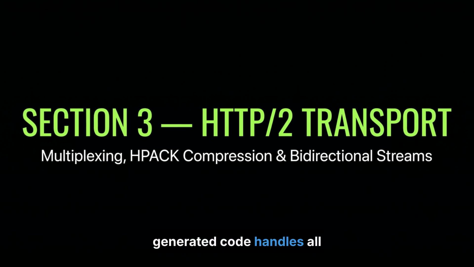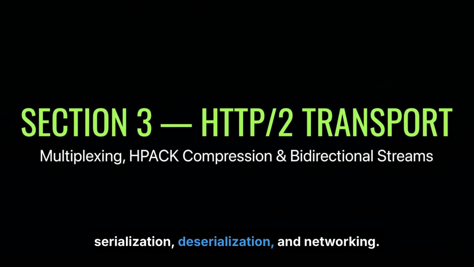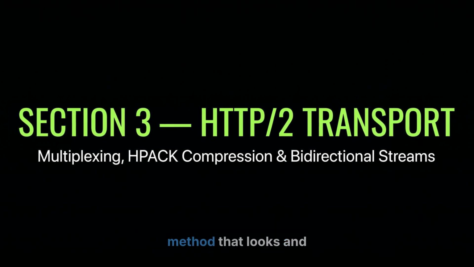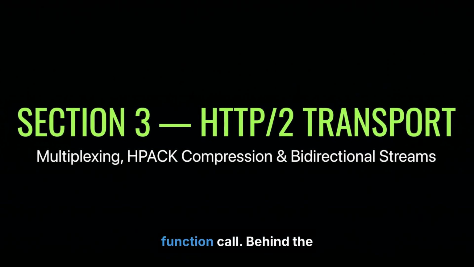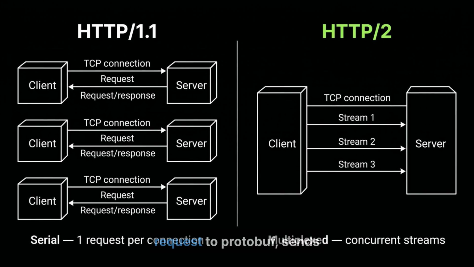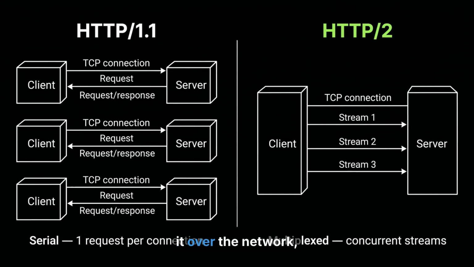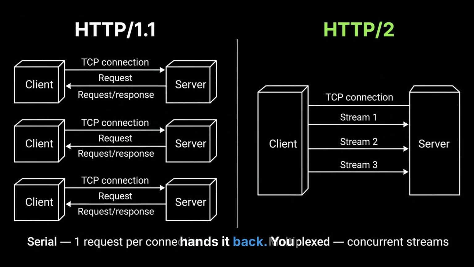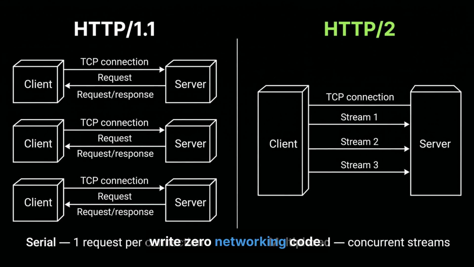The generated code handles all serialization, deserialization, and networking. Your client calls a method that looks and feels like a local function call. Behind the scenes, gRPC serializes the request to Protobuf, sends it over the network, deserializes the response, and hands it back. You write zero networking code.